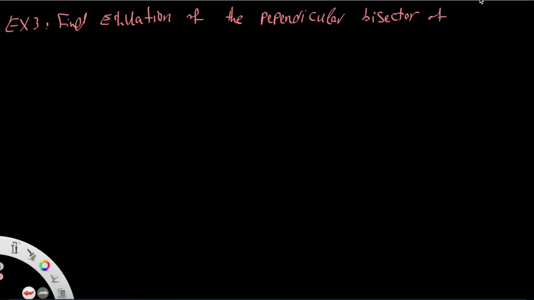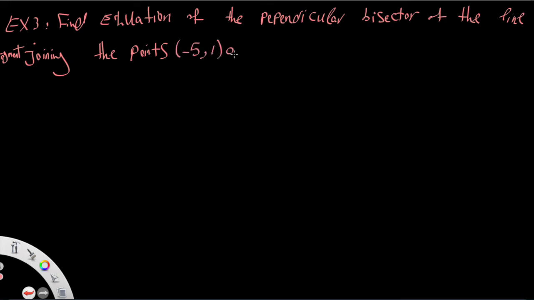Now let's see a third example. Now find equation of the perpendicular bisector of the line, actually it is the line segment, joining the points (-5, 1) and (7, -2).